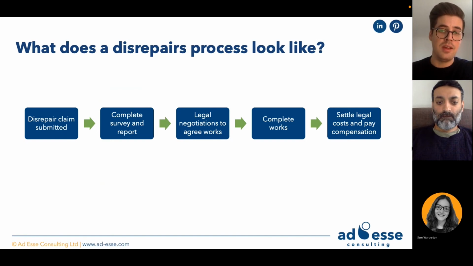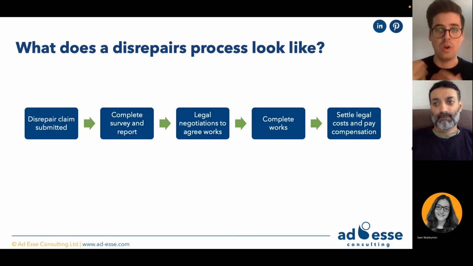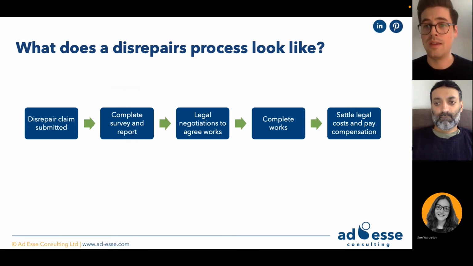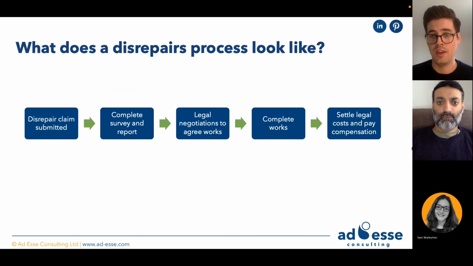And once that's done, we can start to get to the works complete stage. So scoping the works potentially, but completing all the works that were agreed from the previous stage and quality checking, making sure everything's been done to the required standard. And then it all comes to a close after that point with the settling of legal costs and the payment of the compensation to the tenant. And that final stage there is another potentially very lengthy stage of the process and can go on for a long period of time, months in many cases.